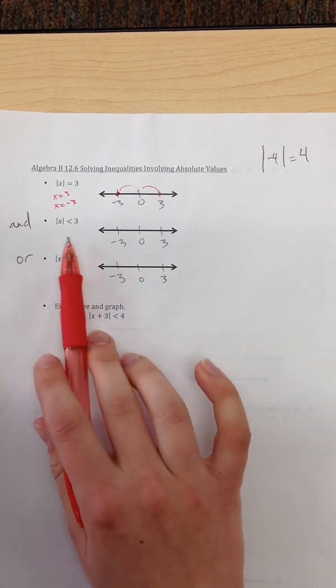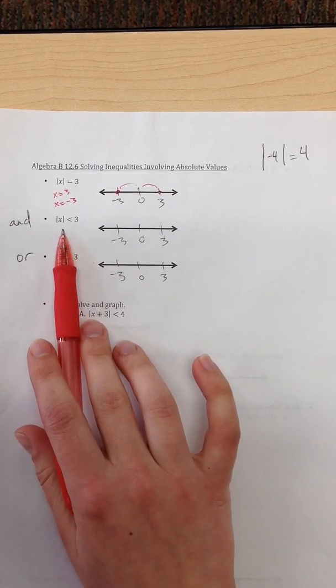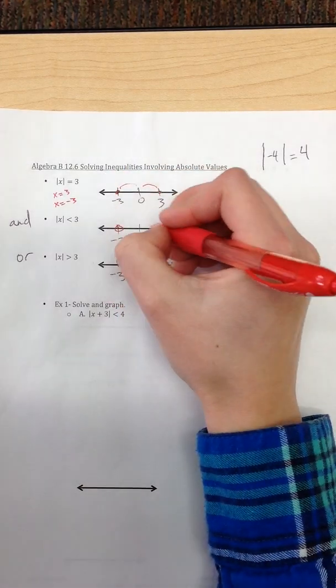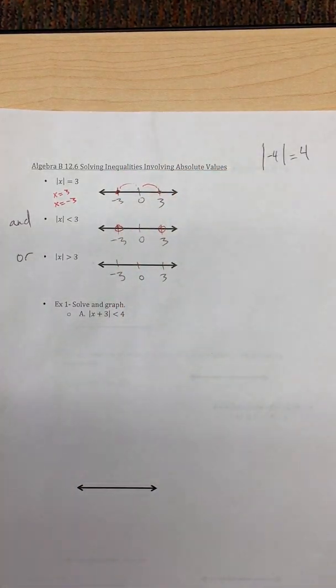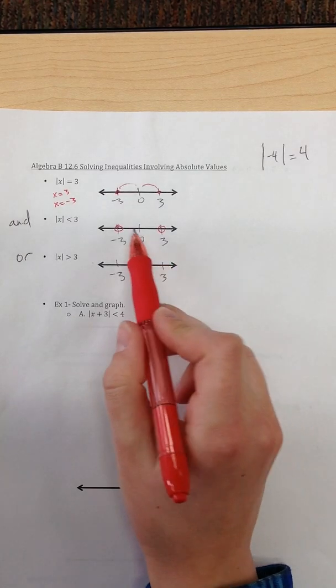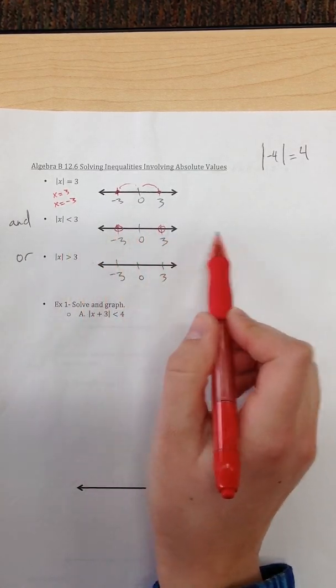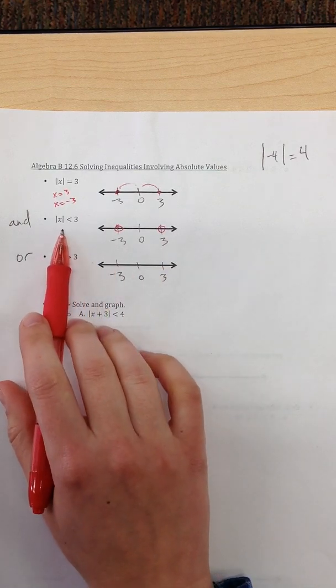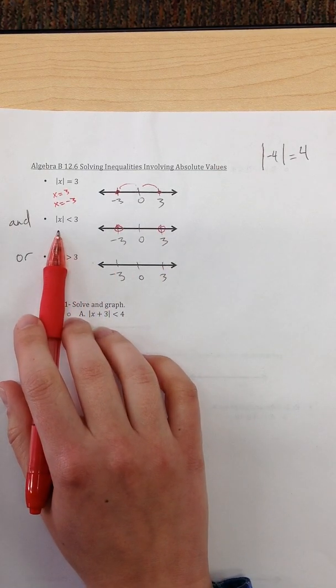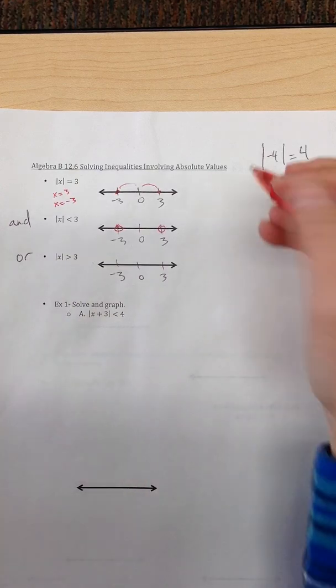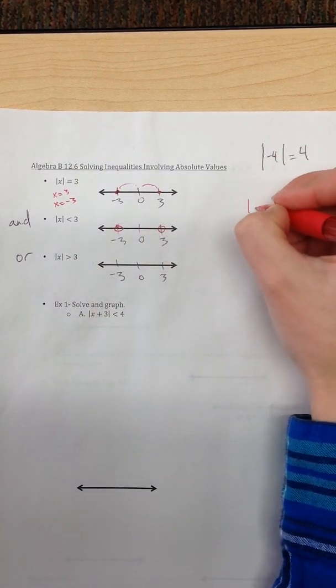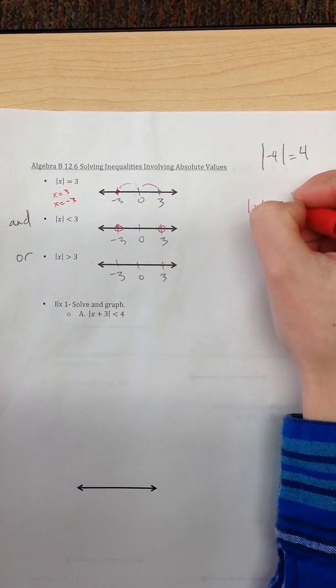So with this one here, we know we're going to have open circles because there's no line underneath. Open circle there, open circle there. Now, what I need to do here to figure out if I need to shade the middle or go in both directions is plug in numbers to see if they work. So one thing I could plug in would be 0.